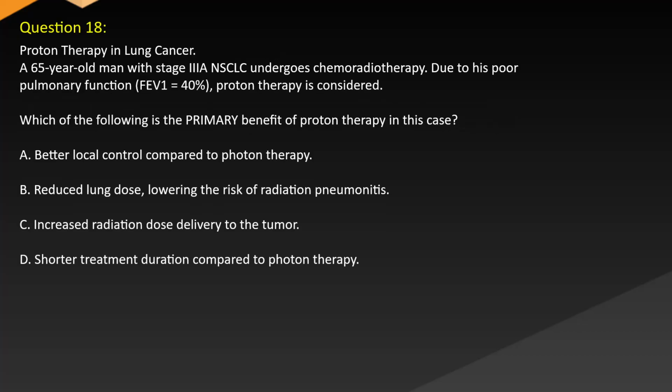Question 18. Proton therapy in lung cancer. A 65-year-old man with stage III NSCLC undergoes chemoradiotherapy. Due to his poor pulmonary function, proton therapy is considered. Which of the following is the primary benefit of proton therapy in this case? A. Better local control compared to photon therapy. B. Reduced lung dose, lowering the risk of radiation pneumonitis. C. Increased radiation dose delivery to the tumor. D. Shorter treatment duration compared to photon therapy.